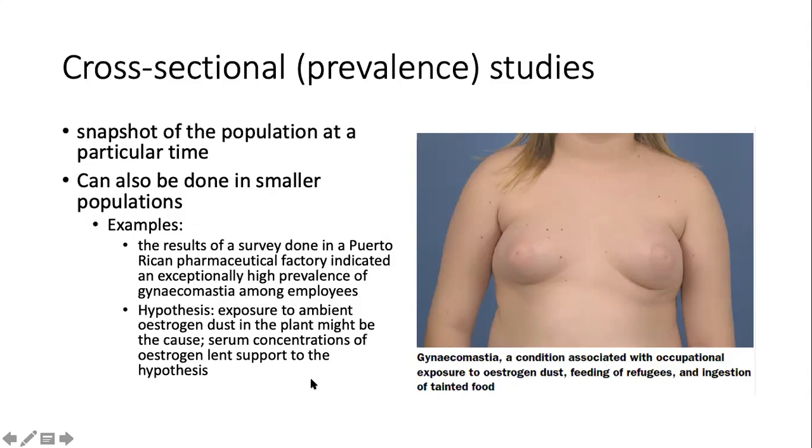There's also another similar study among refugees. They observed that a certain group of refugees had a high incidence of gynecomastia. It's not very common, especially among males. They investigated that, and they found that it was the ingestion of food tainted with estrogen that increased the incidence of gynecomastia among that group of refugees.